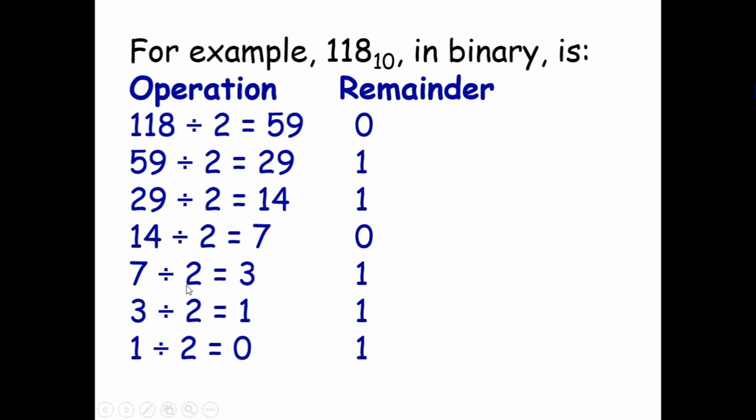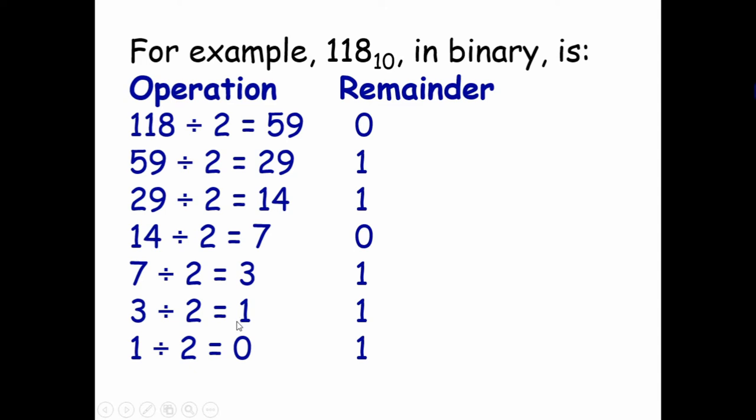7 divided by 2 is 3 with one remainder. 3 divided by 2 is 1 with one remainder. Now, most people stop here. This is a big mistake. Don't stop here. This is not finished yet. You still have one remainder.